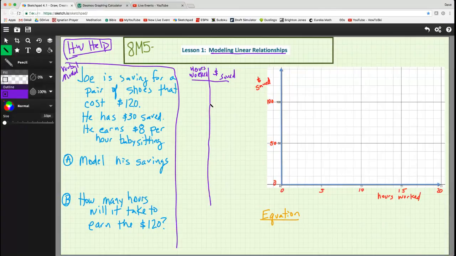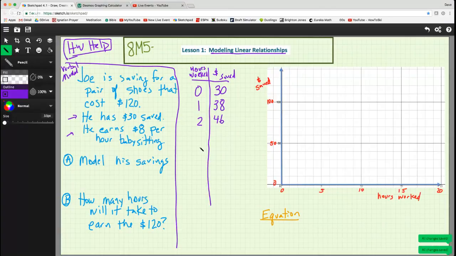And let's just take a look and figure out, if he works 0 hours, how much will he have saved? Because that's going to be our starting point. There's going to be no negative hours worked, which is why, again, on our graph, we're going to stick in quadrant 1. So if he has 0 hours worked, how much money does he have saved? Well, let's look at this equation. He starts with $30. So this is our $30 saved. Now let's say he works 1 hour. Well, he earns $8 for every hour, so now he has $38. 2, he adds another $8, 46.